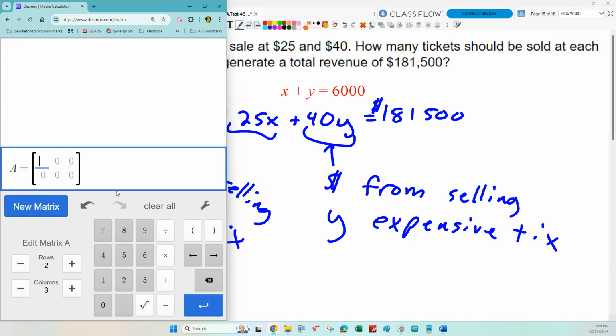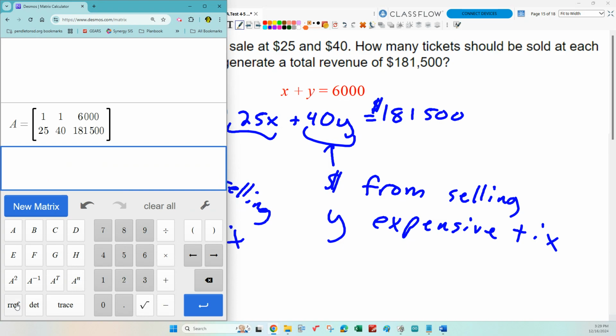So what are the numbers, the coefficients in the top? 1, 1, 6,000. Next row. 25, 40, 181,500. Okay, good. And then I do enter, and I do RREF A. Good? Okay, everybody good with that?